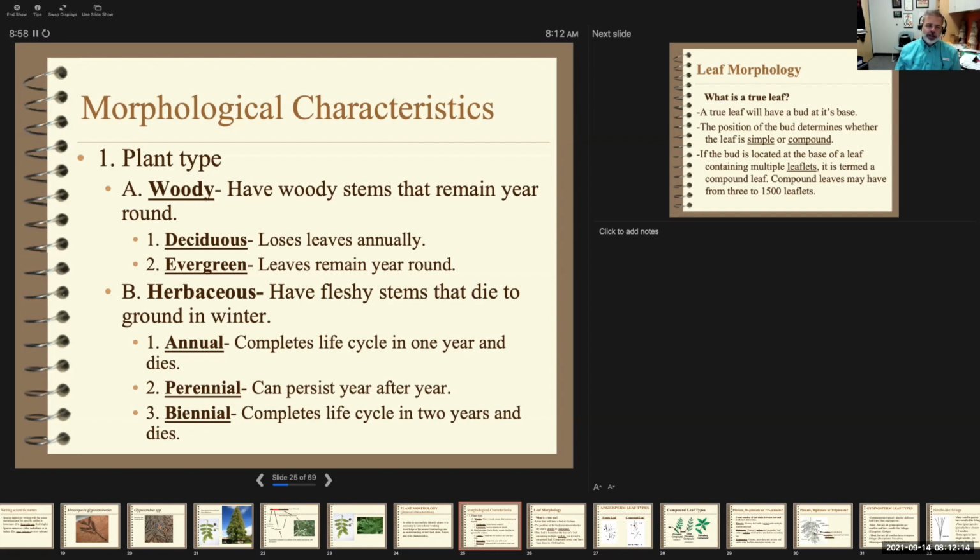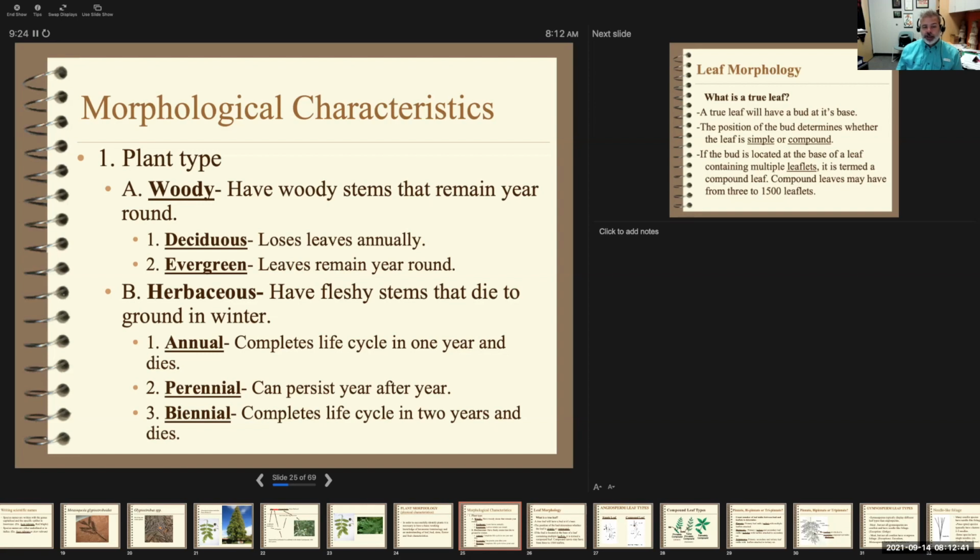And within woody plants, there's deciduous ones. These lose their leaves every year. There's evergreen ones. These ones have leaves that remain year-round. Again, they shed leaves or needles in cycles. They always have needles on them, however. Herbaceous plants, they have fleshy stems that die to the ground in winter. 3 main classifications of herbaceous plants are annual, perennial, and biennial.